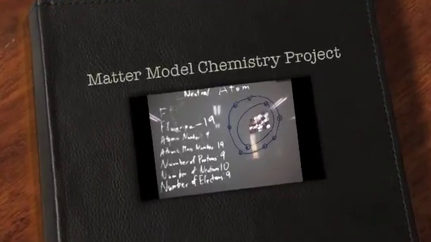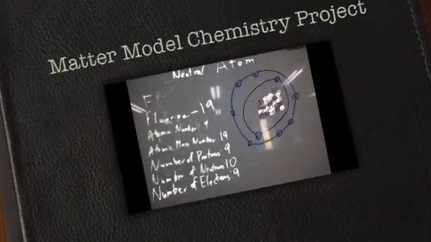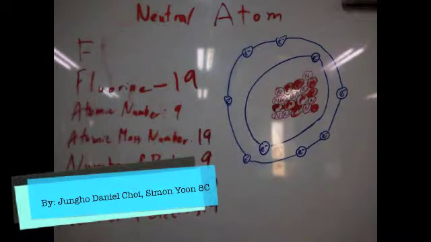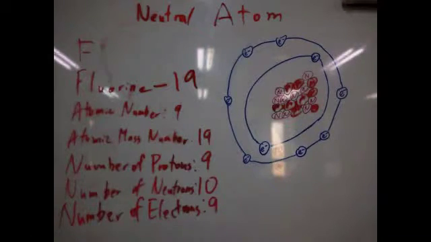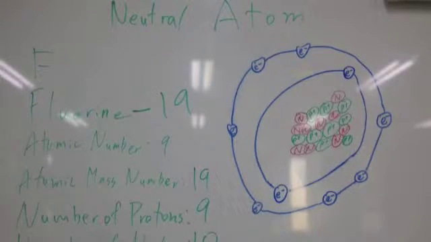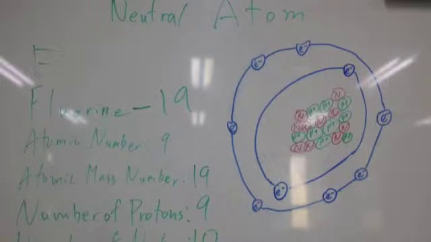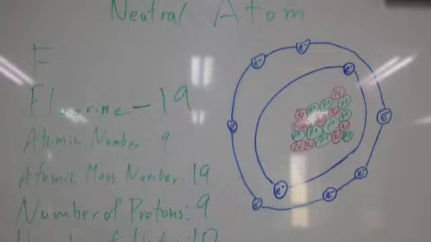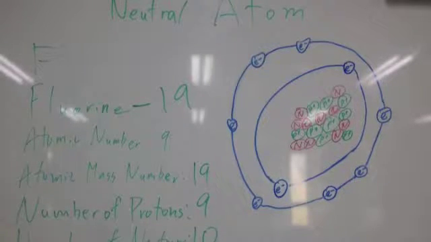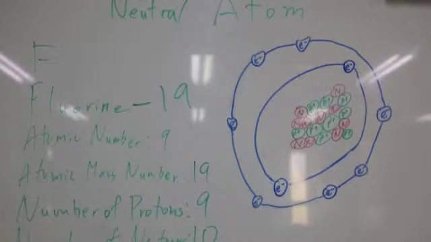This is the Matter Model Chemistry project by Simon Yoon and Jungho Daniel Choi from 8C. For this project, we will be using fluorine as the main example in which we will demonstrate the concepts that we are going to explain, these concepts on chemistry.